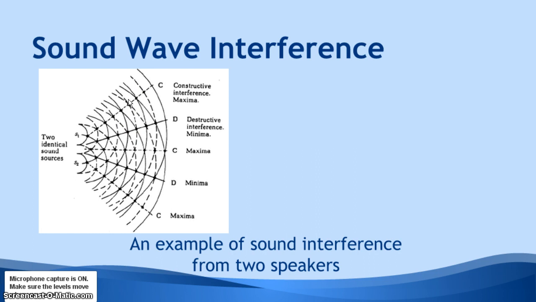The loudness of the observed sound from the two loudspeakers is at a maximum along the C lines and a minimum along the D lines. So here is where you would hear the most sound, labeled constructive. D is where you would hear the least sound, and so on and so forth.